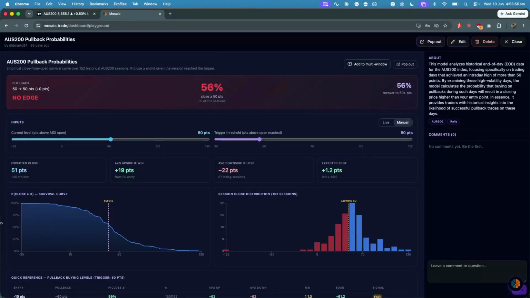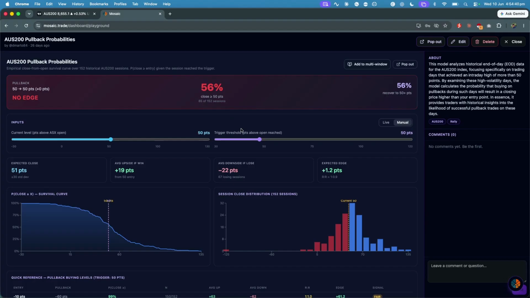What this model does is pretty simple. It looks at every historical ASX session that has traded at least 50 points to highs during the day. And then it asks, once we've achieved that move, how likely is the market to finish above or below its current price based on that historical distribution. So it's basically a way of measuring where current price sits within the distribution of historical closes once that rally has occurred. So at exactly 50 points to highs, the market historically closes higher about 56% of the time. So nothing overly exciting there.